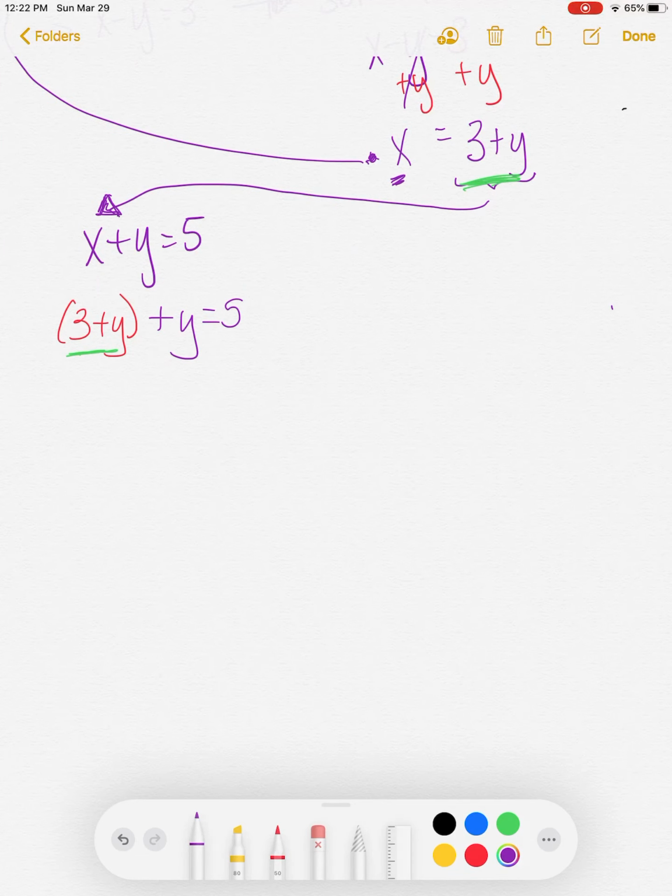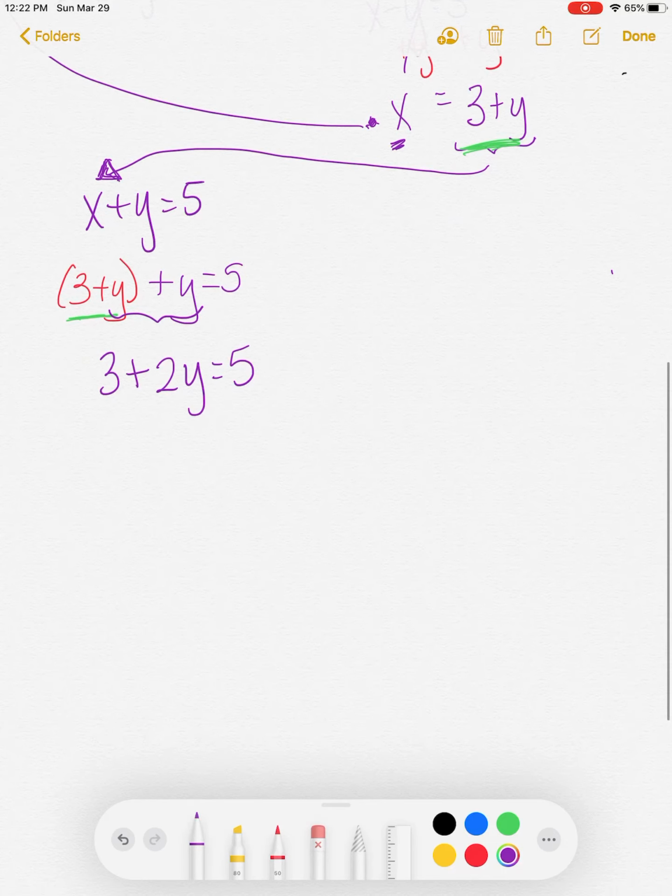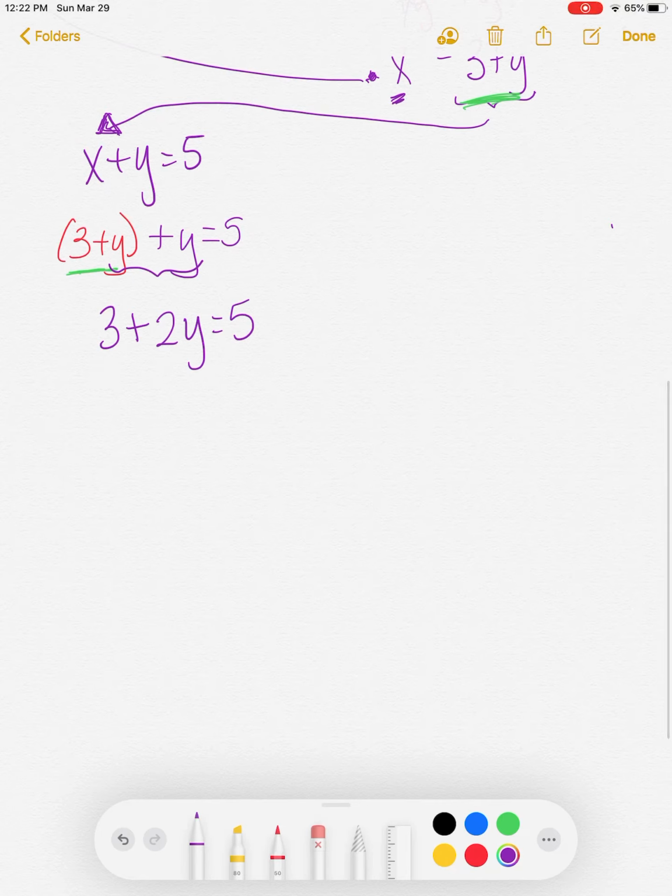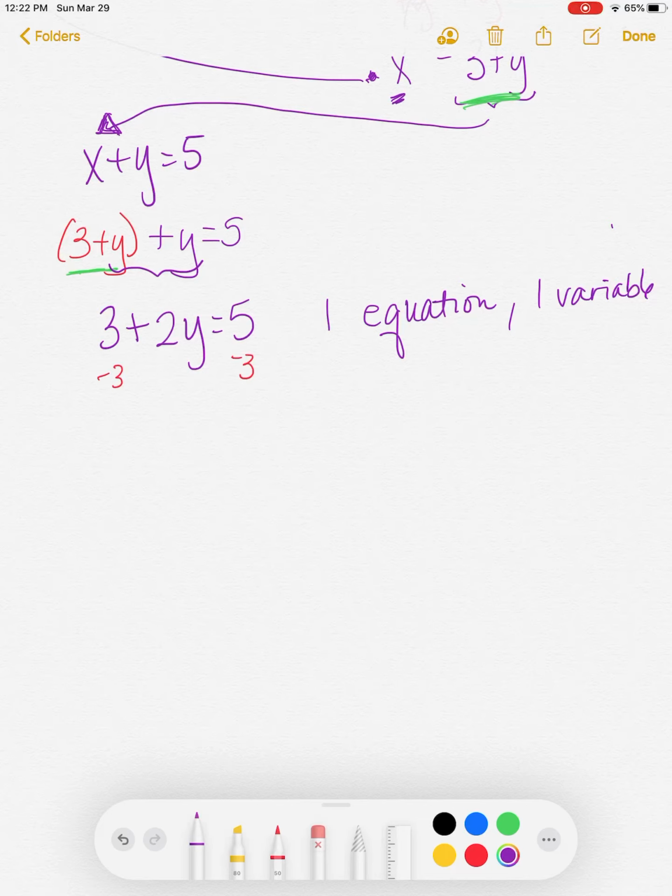All right, so let's solve this. I can drop these parentheses. They really don't do anything for me because there's no multiplication outside. So I have 3 plus y plus y, so that will give me 2y equals 5. Notice how I completely rid the equation of the x variable. This enables me to solve because I have one equation and one variable. Solving for y, I need to subtract 3 from both sides. That will give me 2y equals 2. Divide both sides by 2.